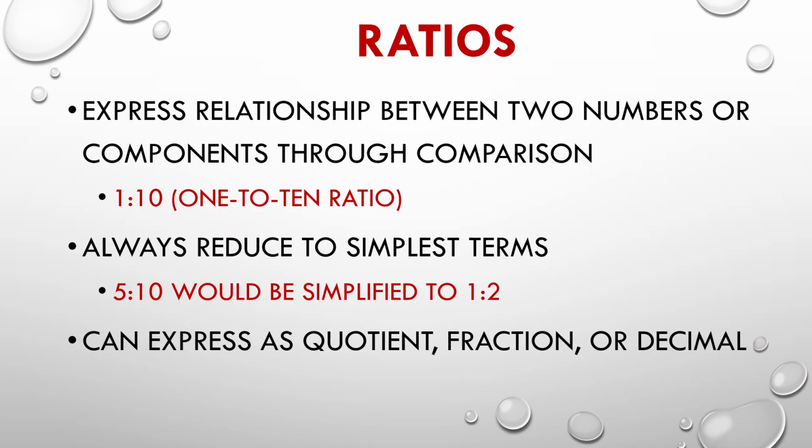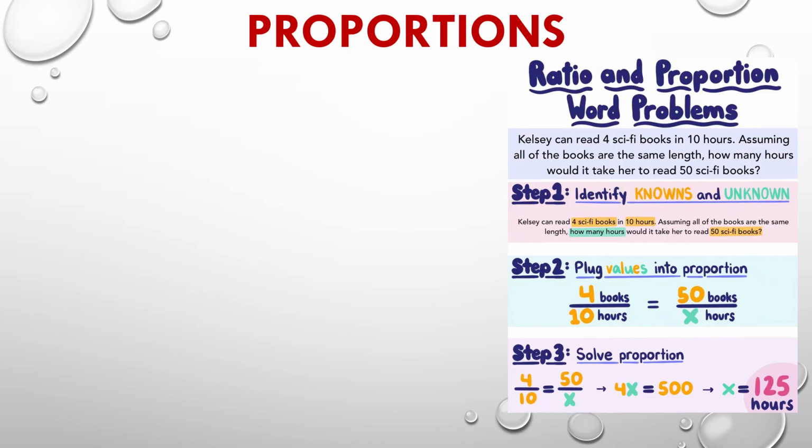Always reduce to that simplest form. So if it's 5 out of 10, which is our ratio here, again, we can divide both of those numbers by 5. So we simplify it to 1 out of 2. So always reduce it or simplify it to its smallest. And then this can be expressed as a quotient, a fraction, or a decimal as well.